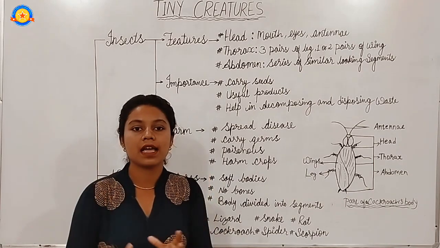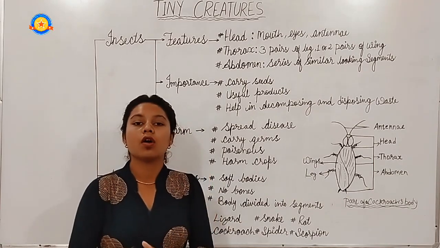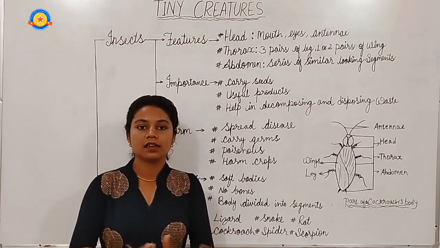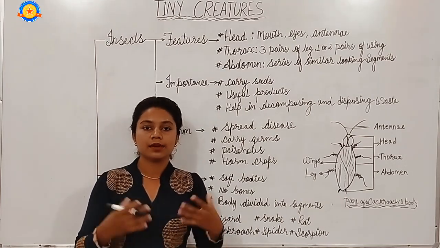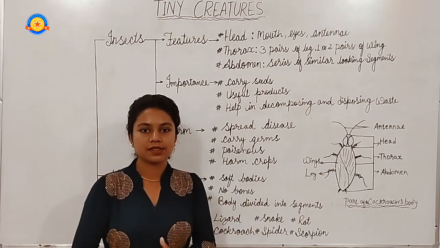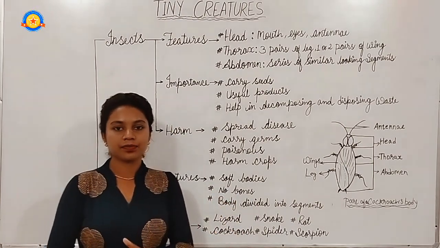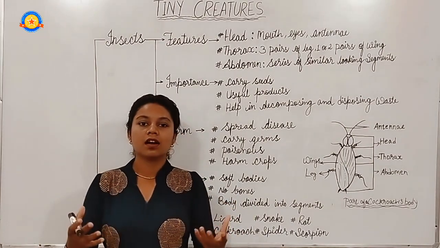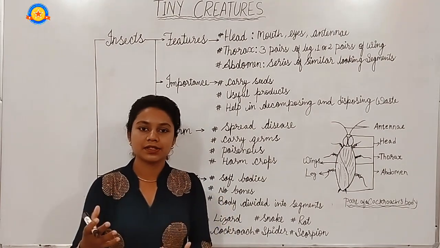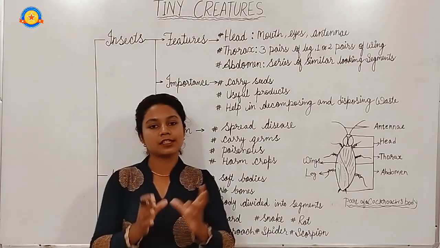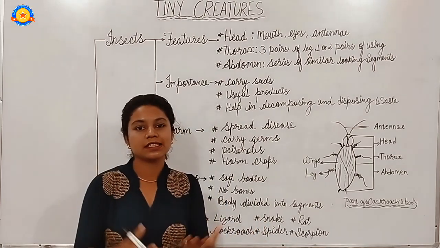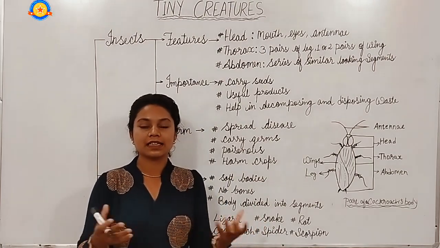And next, insects carry germs. The housefly can be found over organic garbage and in dirty places. These houseflies carry germs on their legs, and they go and sit on the food, and transfer the germs to the food. This way it creates disease.